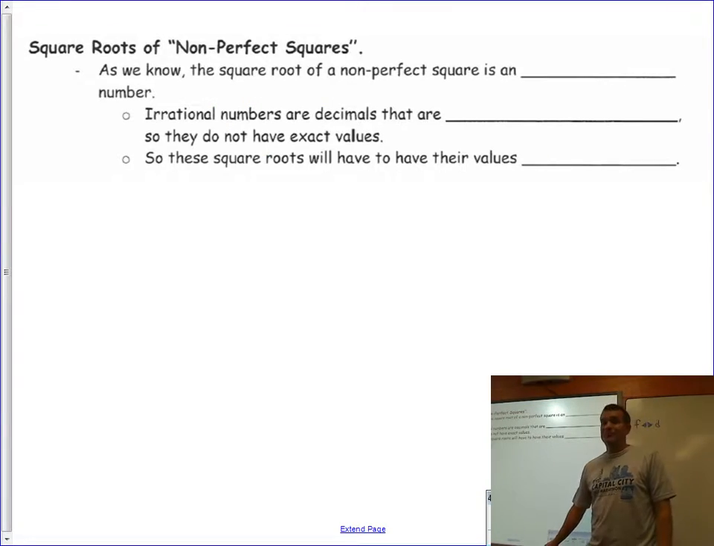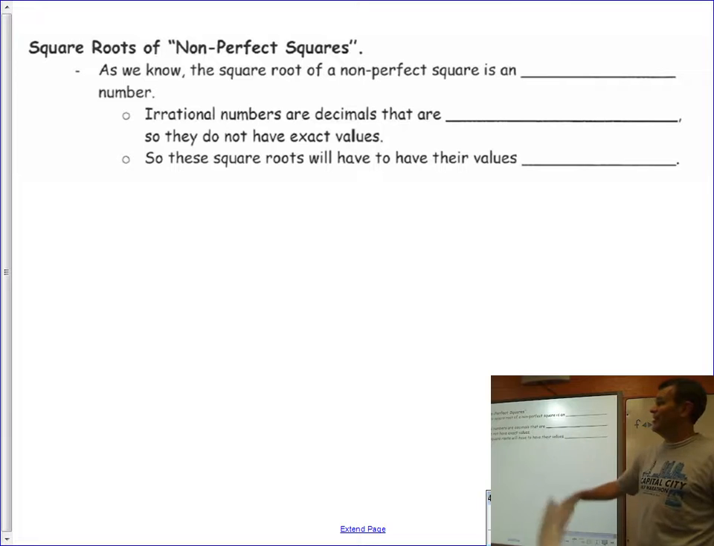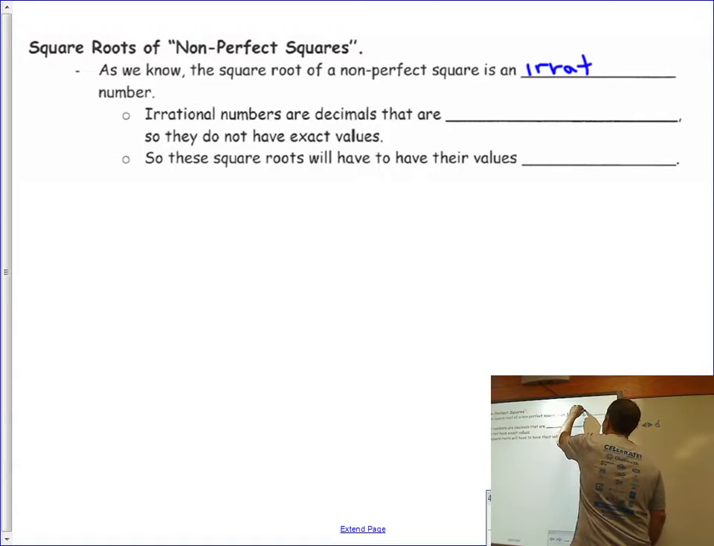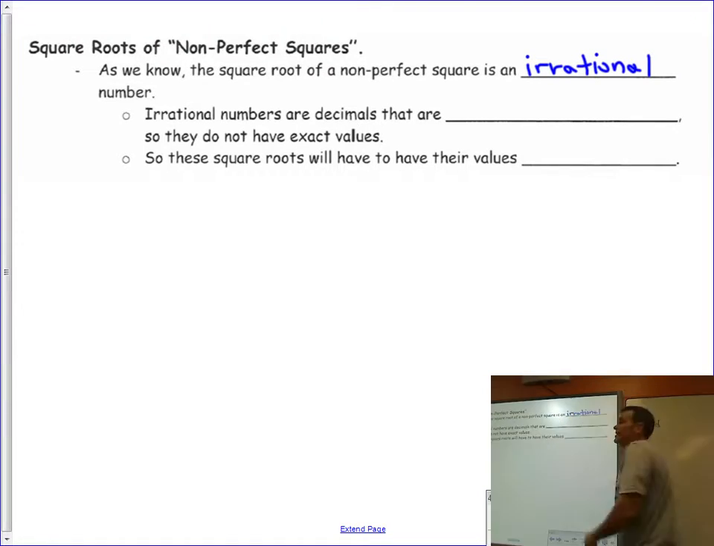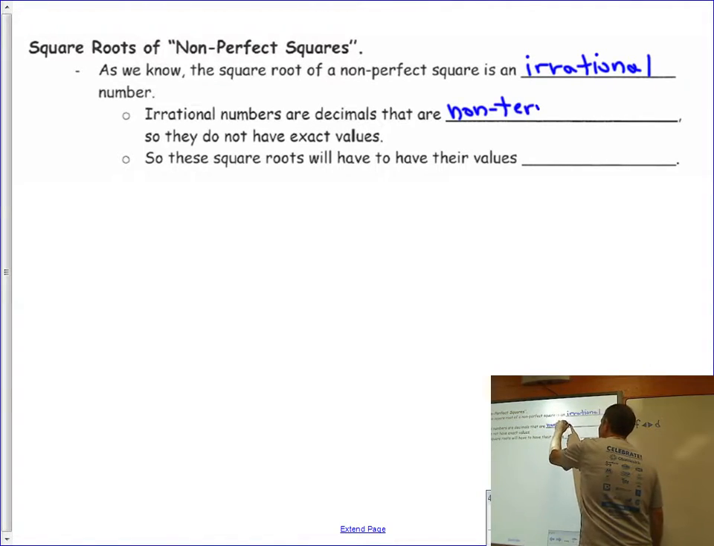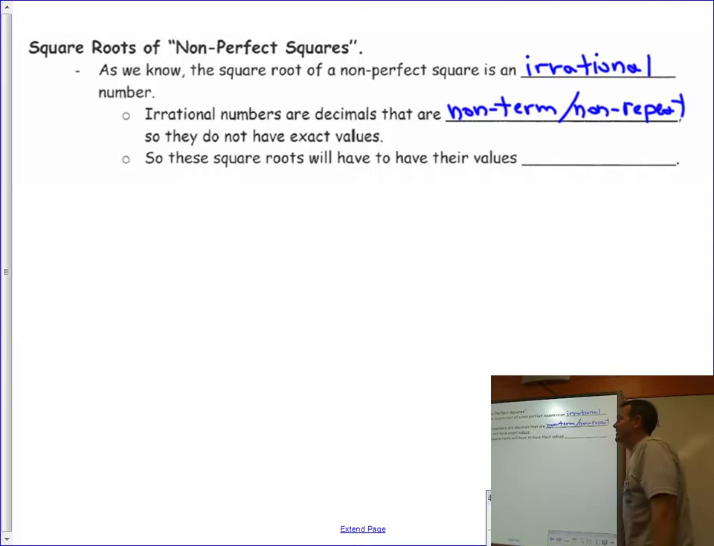How about the square roots of non-perfect squares? Well, these aren't quite so easy, because as we know, the square root of a non-perfect square is an irrational number. And as we know about irrational numbers, they are decimals that are non-terminating, non-repeating. So they don't have exact values. You can't really name the square root of a non-perfect square exactly.